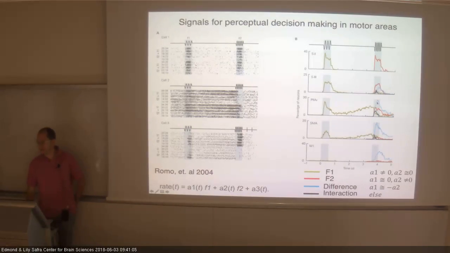But you also have many, many cells that encode the decision, or which direction, like this cell. The blue ones are like this cell, encoding which direction the monkey will decide to move. And there are also more complicated cells, called interaction here, these black ones. But basically, you have here all the signals that you need in order to make the decision. And the point is that you have them in this motor area, but you don't have them in the sensory area.